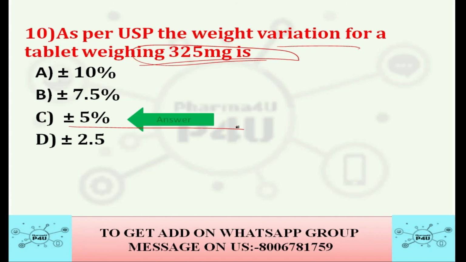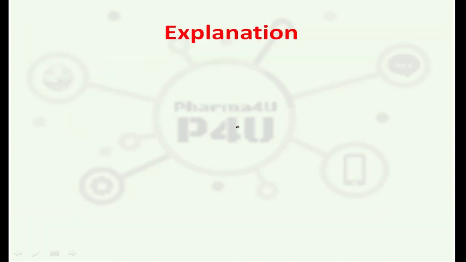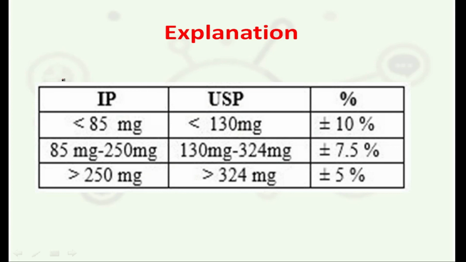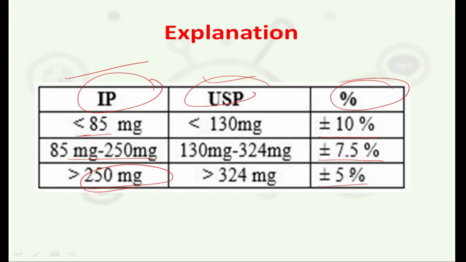So how is this possible? Let's discuss with the help of an explanation again. There are two limits of percentage weight variation. According to IP it is different, according to USP it is different, and this is the percentage weight variation. For IP, for 85 mg or less there is plus minus 10%, for 85 to 250 mg there is plus minus 7.5%, and for greater than 250 mg there is plus minus 5%.